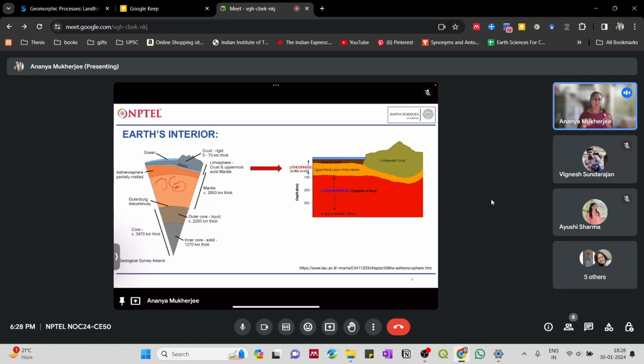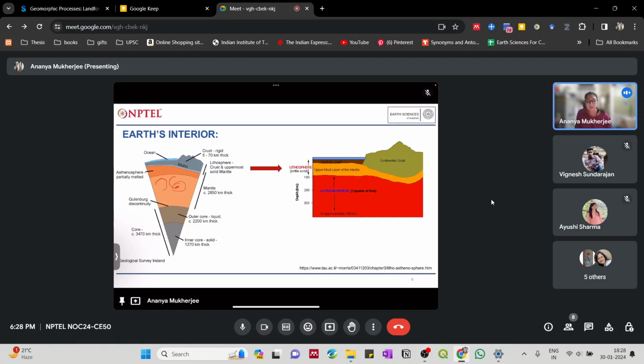So quickly we'll go through all the layers of the earth's interior. We will start from the innermost layer. You have the inner core, which is solid. We know that the inner core is cooling, and as it cools, it becomes solid. The outer core is liquid, but the inner core is solid. And then you have the mantle, which is the thickest of all the interior layers of the earth.